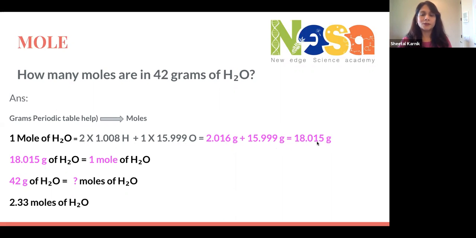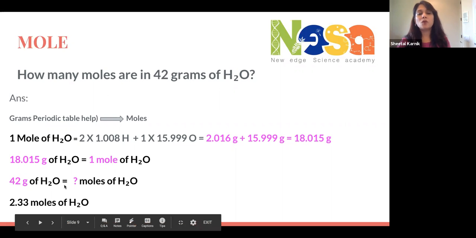Good start. So now we have the weight in grams for 1 mole of water. So we know that 18.015 grams of water equals 1 mole of water. They're asking us about 42 grams. So 42 grams of water is how many moles of water? Simple mathematical equation. We put it all together and we know that it's going to be 2.33 moles of water.